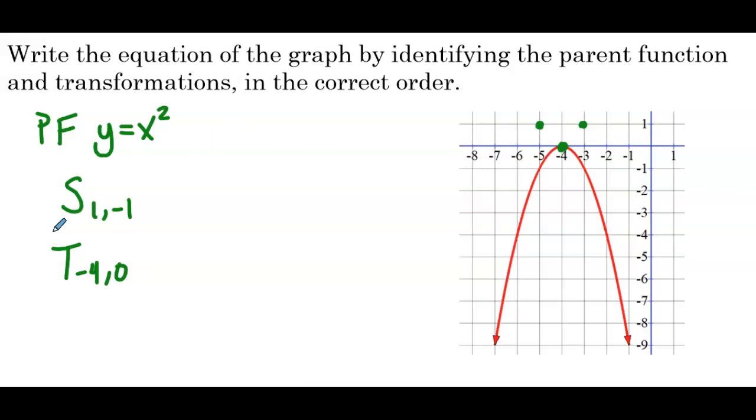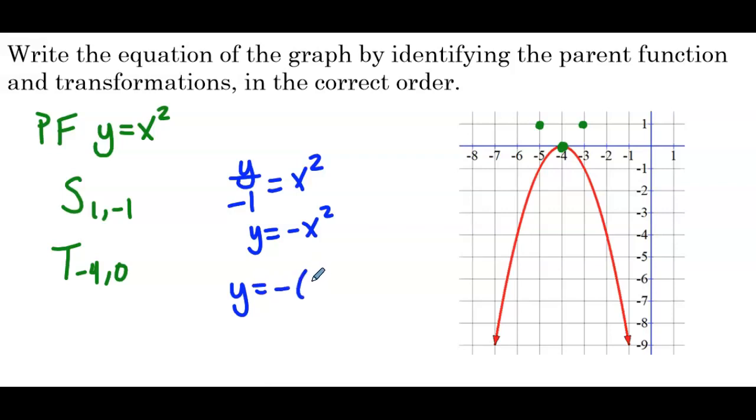So now we use these scale factors to write our equation. We're going to start by dividing y by negative 1. So we have y equals negative x squared. And then we follow that with a translation of (-4, 0), so that's negative, and inside the parent function, (x + 4) squared.